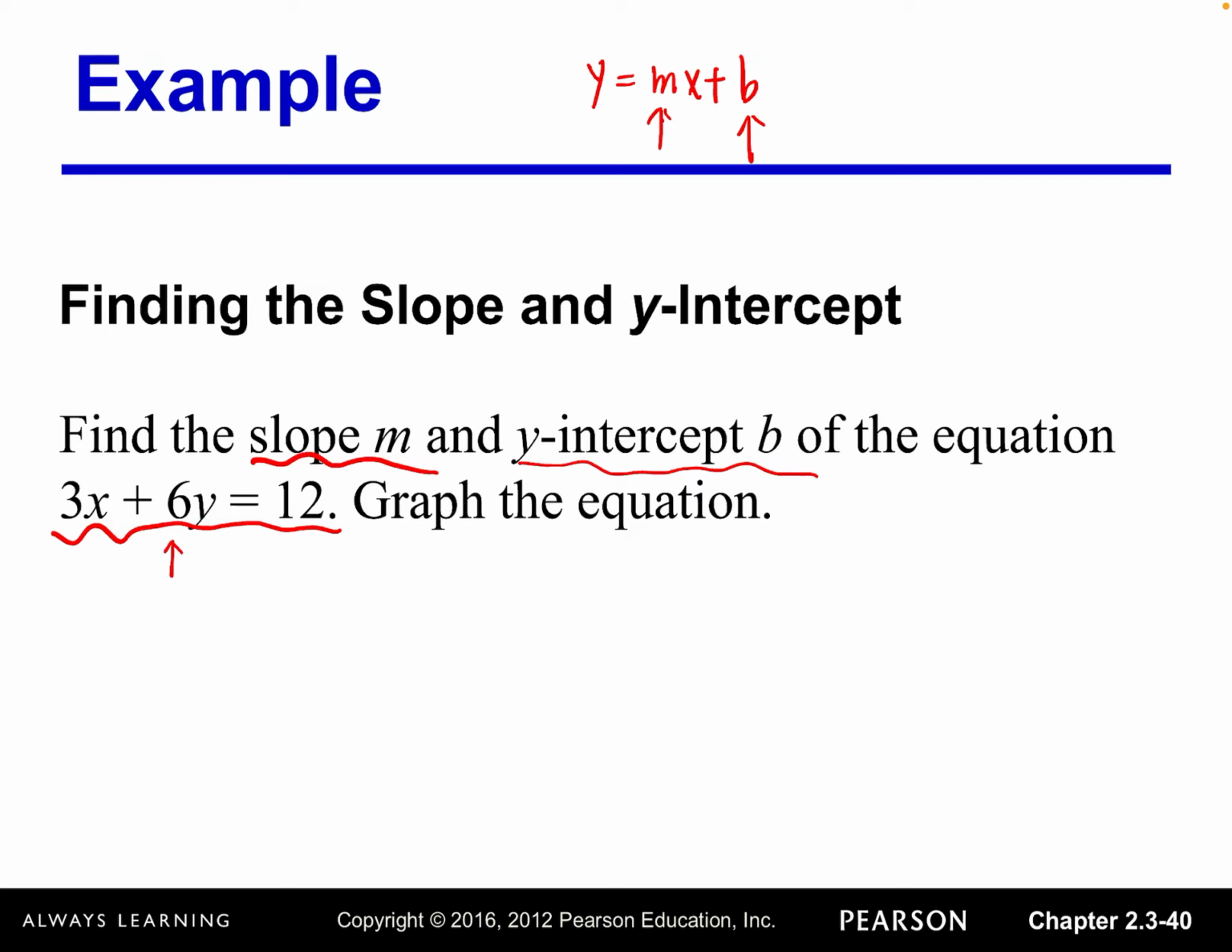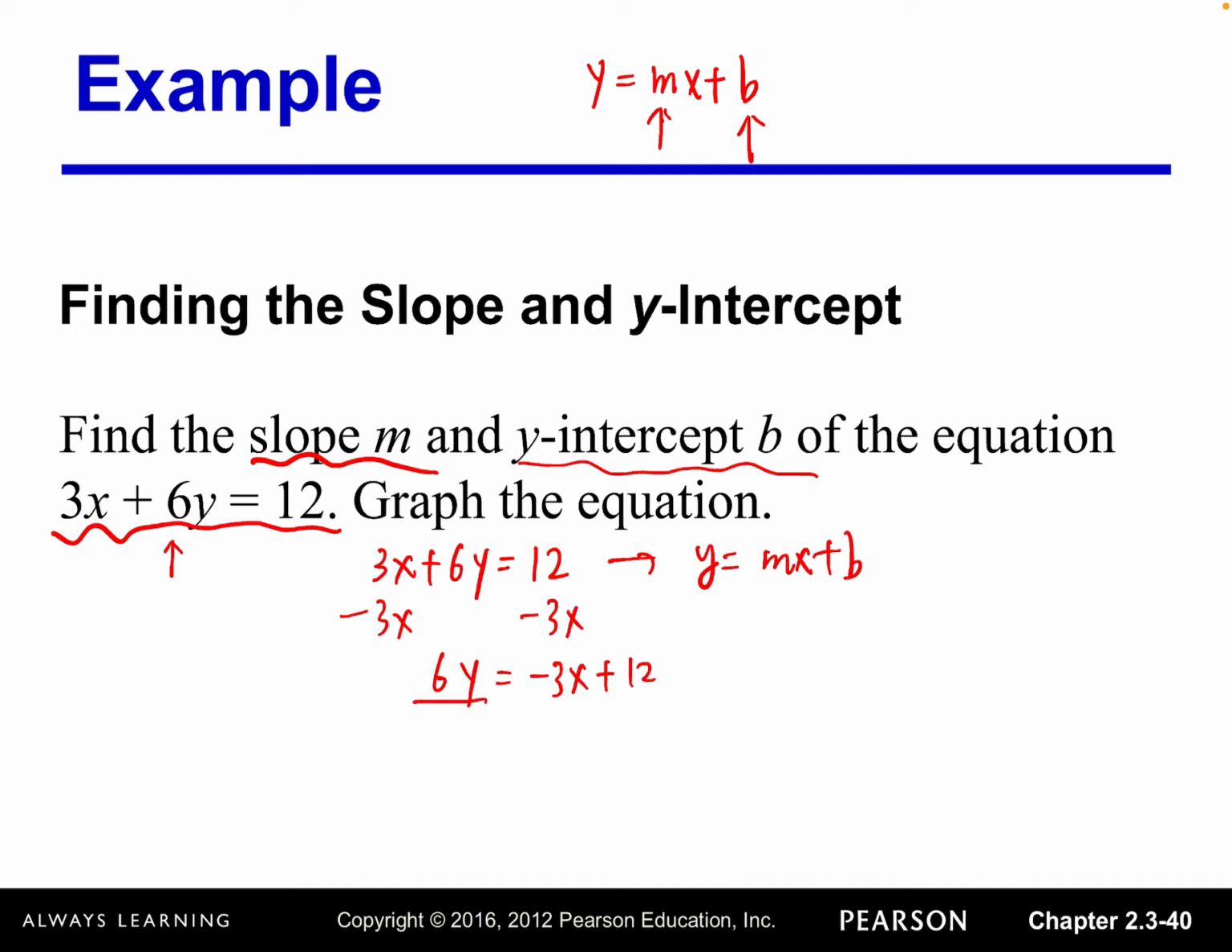In other words, in the given linear equation, we would like to solve for the variable y. So now let's do this. Given the linear equation 3x plus 6y equals 12, we would like to rewrite this equation into slope-intercept form, which is to solve for y. So first step, we subtract 3x on both sides of the equation, and then we get 6y equals negative 3x plus 12. And we divide both sides of the equation by 6.